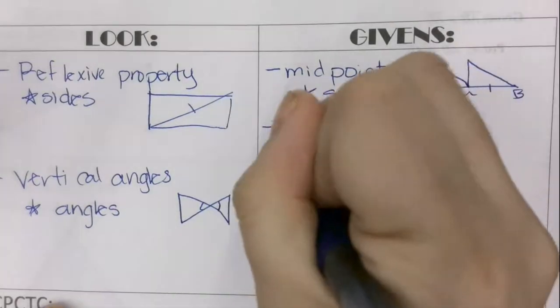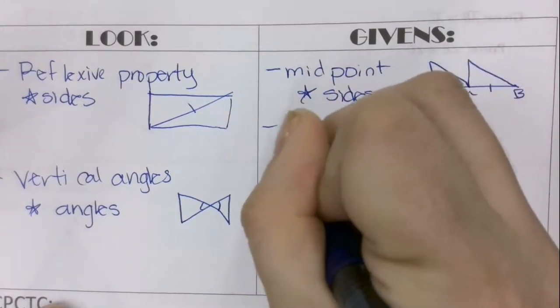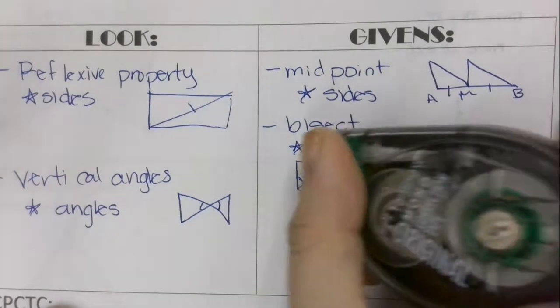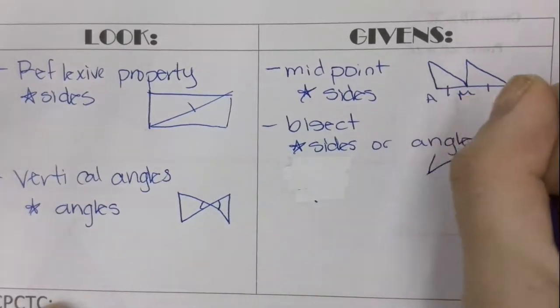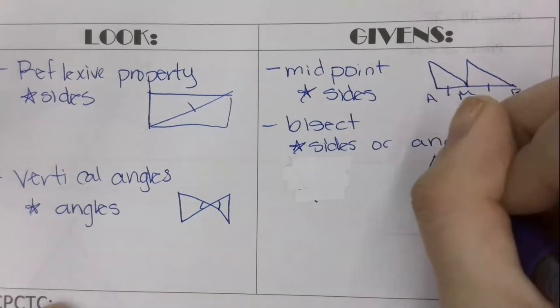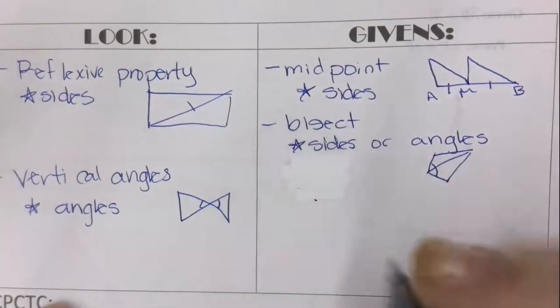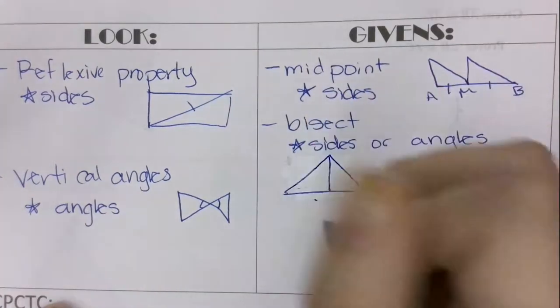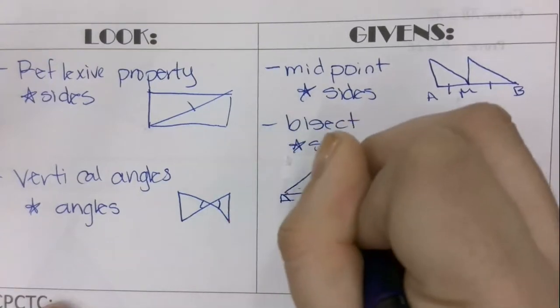So bisect could be like this, where it cuts that angle in half. That was supposed to go with the angle picture, so I'm going to white it out. So that would be bisect with an angle. Bisect with sides would be something like where it would tell me that it bisects this, kind of like I had in the picture above.